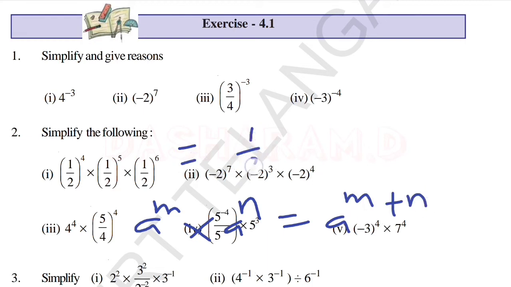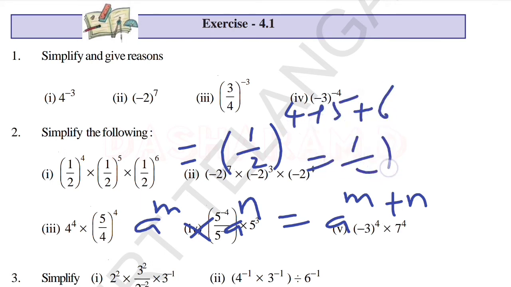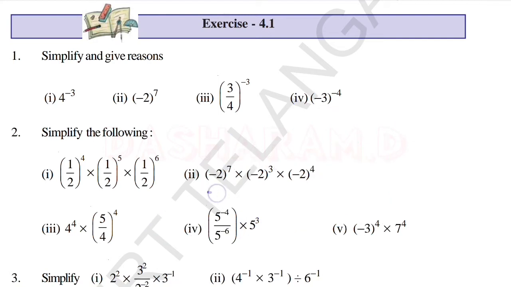Similarly, (1/2) to the power of 4 plus 5 plus 6 equals (1/2) to the power of 4 plus 5, 9, 9 plus 6, 15. So (1/2)^15.